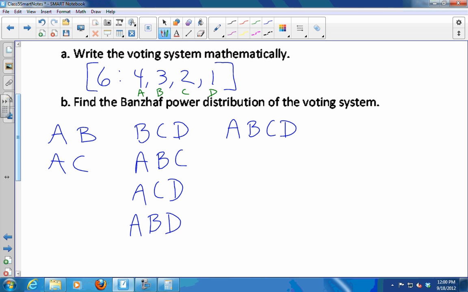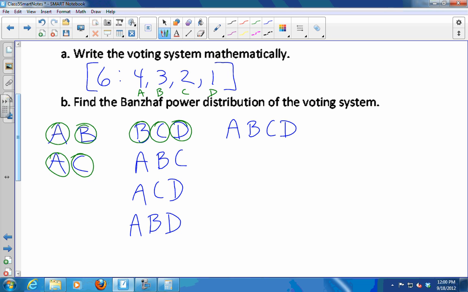So then I have to go through and find out who's critical in each coalition. In the AB coalition, who's critical? Both. Neither can leave, or it's no longer a winning coalition. How about A and C? Both. All right, B, C, and D. Yeah, if anybody leaves, they have exactly 6 votes. So if anybody leaves, they're not going to have enough. So they're all critical.